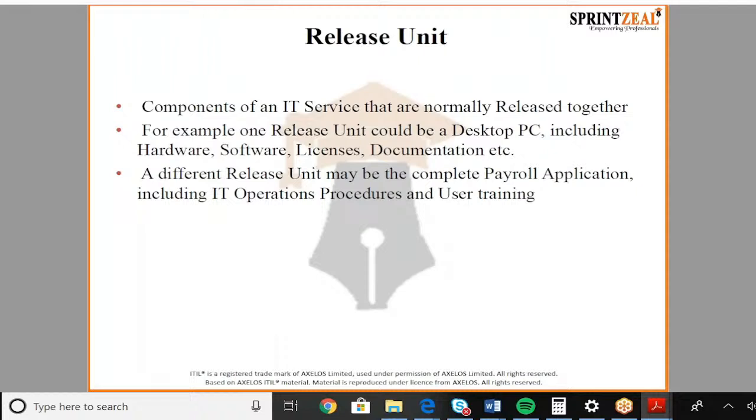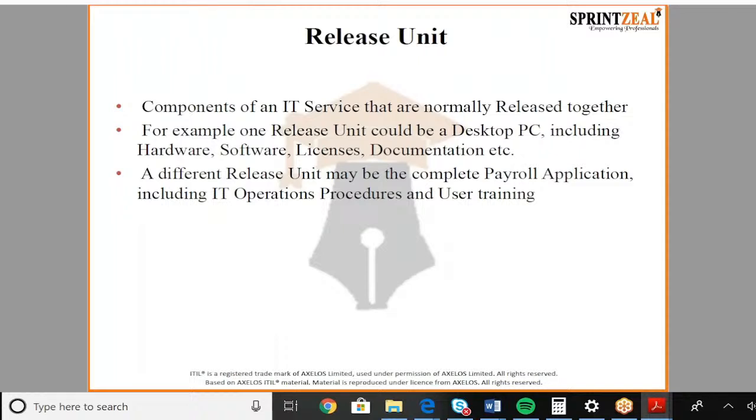Release unit. A release unit is a component of an IT service that are normally released together. Are you familiar with release units? No. Okay. So one example here of a release unit could be a desktop PC, including hardware, software, licenses, documentation, etc. So if you think about starting in a new company, a release unit could be, okay, here's your quote unquote laptop. Your laptop could be loaded with everything that you need to officially start working that day.